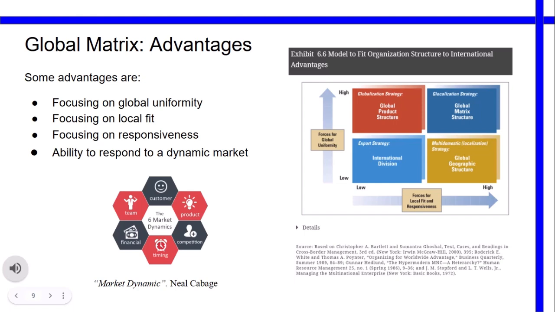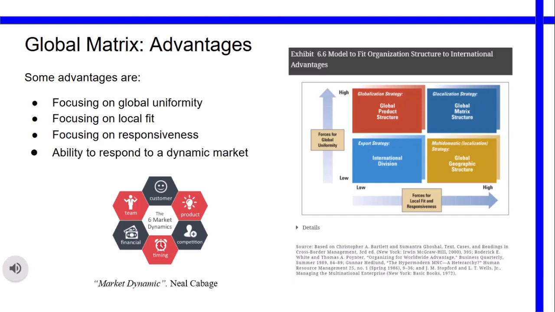Hello, my name is Nathaniel and I will be going over some of the advantages and disadvantages of the global matrix system. Some of the advantages of using a global matrix organizational structure include the ability to focus on global uniformity, local fit, and responsiveness, as shown in the figure on the right. By being able to focus on uniformity on a global scale while simultaneously focusing on local fit and responsiveness, a company such as Unilever can ultimately get the best of both worlds.